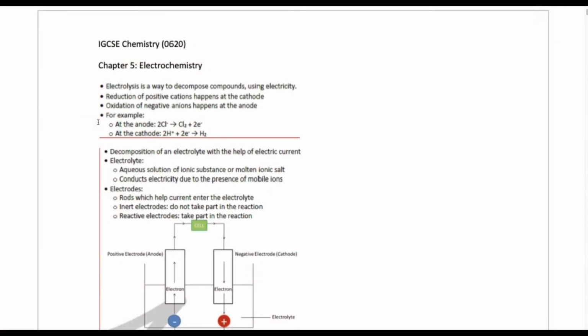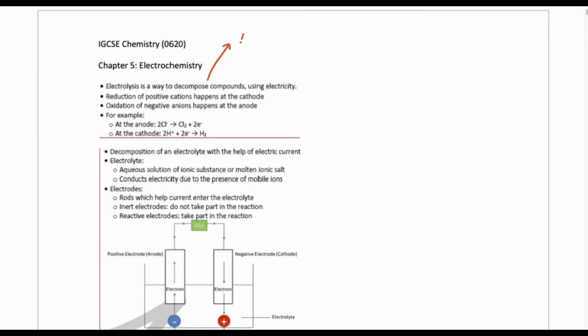Okay, so this is the starting of the note. You can see the topic here, electrochemistry. So first we talk about electrolysis. Electrolysis is a way to decompose compounds. So decompose compounds means break down the compound. So for example, how do you decompose a compound?